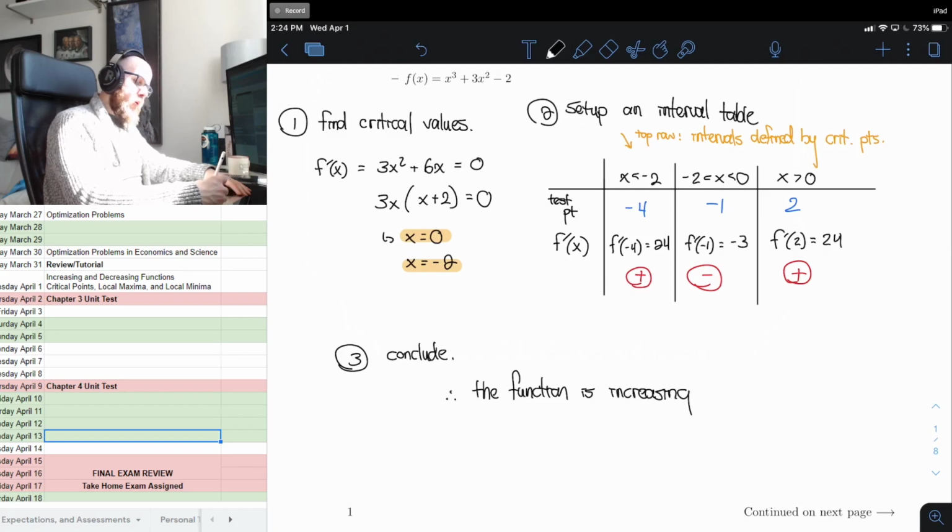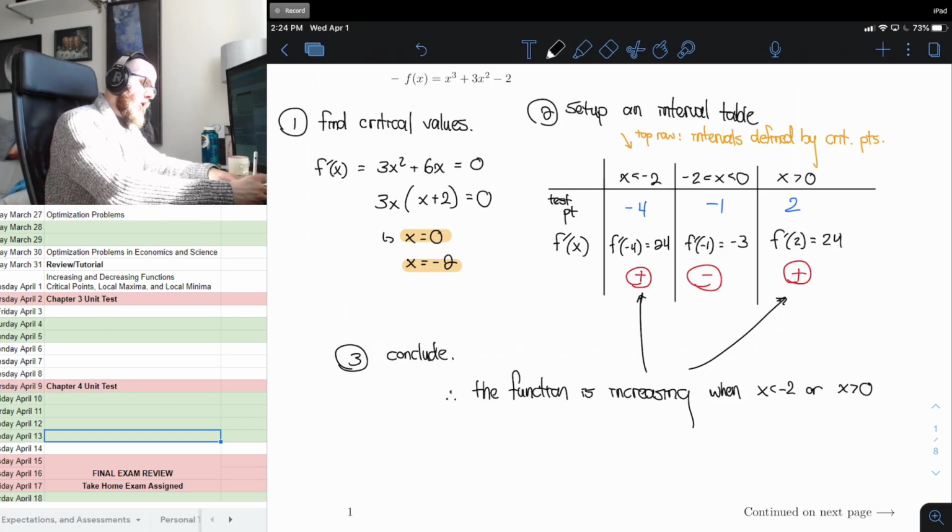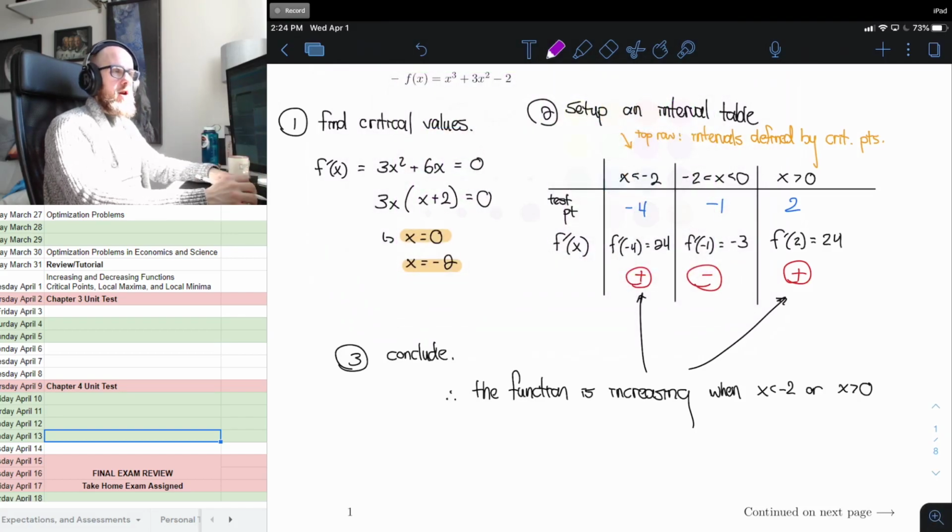It's increasing over 2 intervals, right? It's increasing when x is less than -2 and when x is bigger than 0. So increasing when x is less than -2 or x is bigger than 0. You could also write this using, so this is written using interval notation.